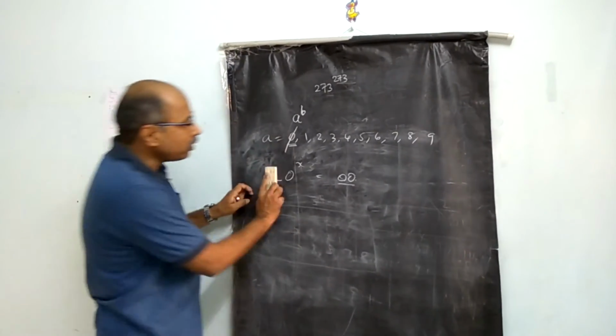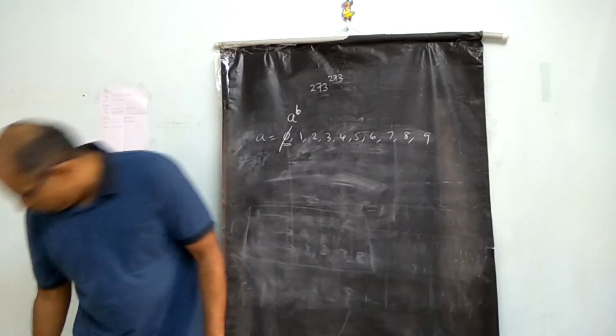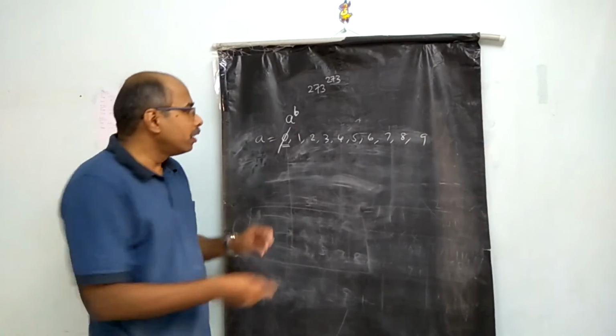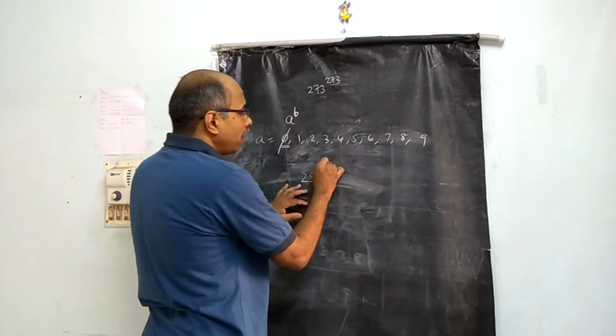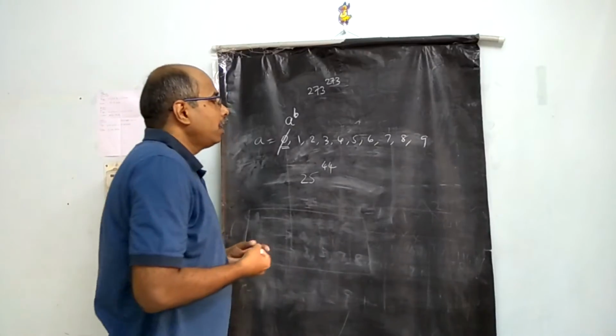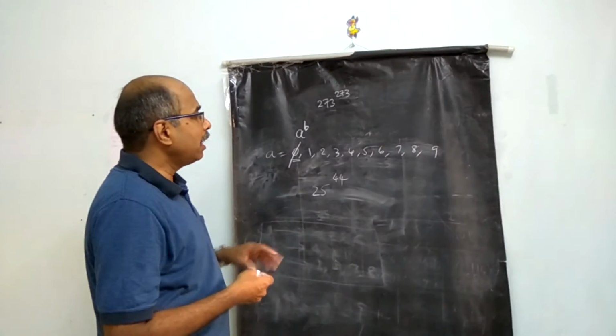And if the base ends with 5, for example 25 power 44, how to find the last two digits? Listen carefully.